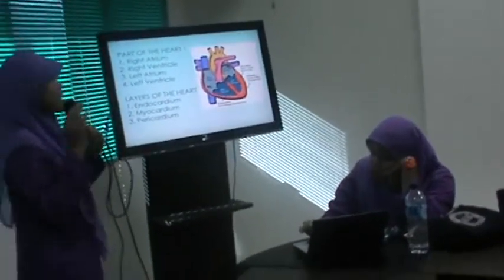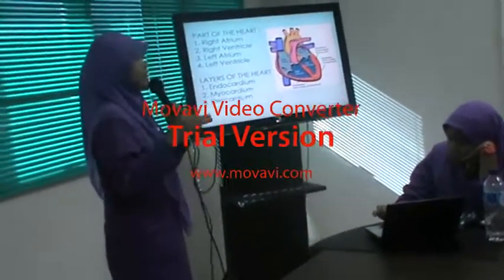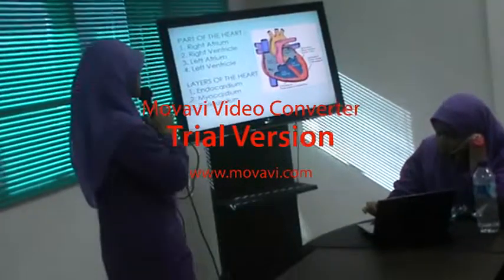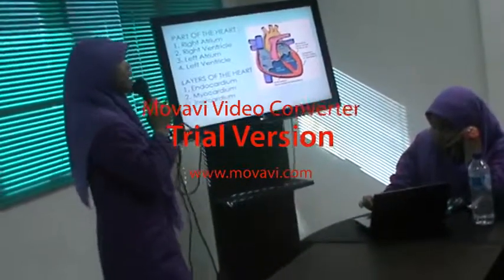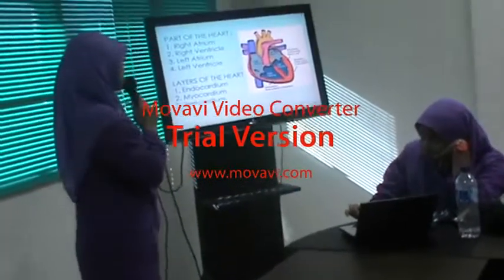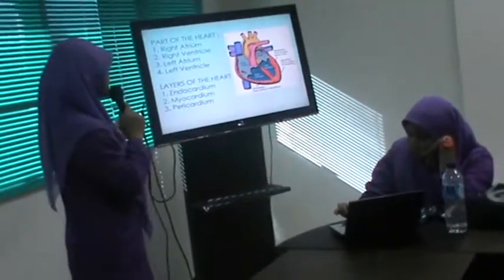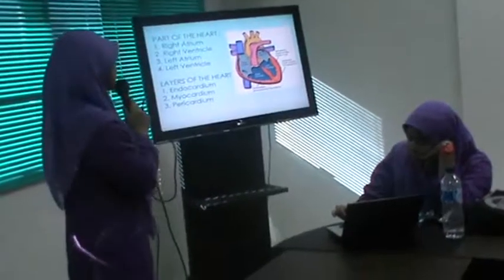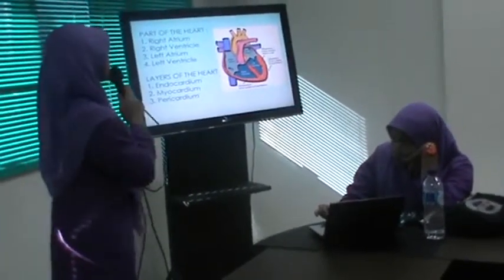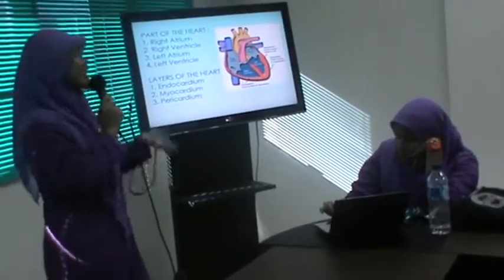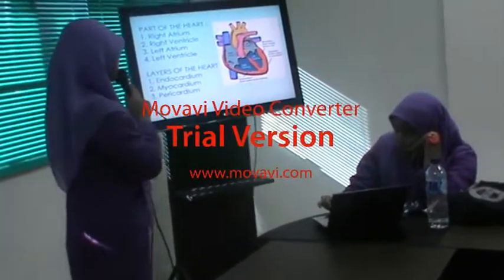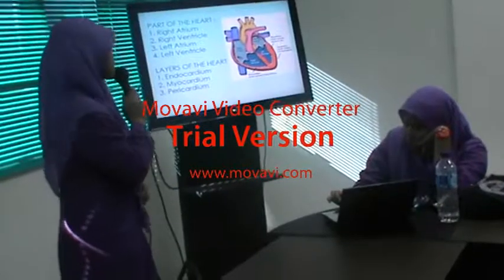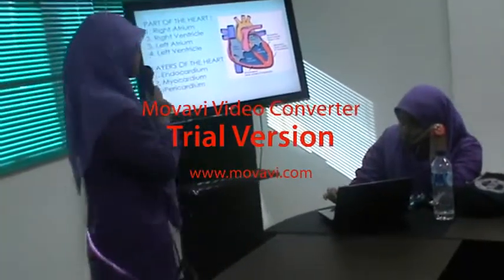And besides the parts of the heart, the layers of the heart consist of three parts from the inside to the outside. First is the endocardium. The endocardium connects with the blood. And the second is the myocardium. This is the middle layer of the heart. The content of the myocardium is muscle. And the third is the pericardium. This is the outer surface of the myocardium.